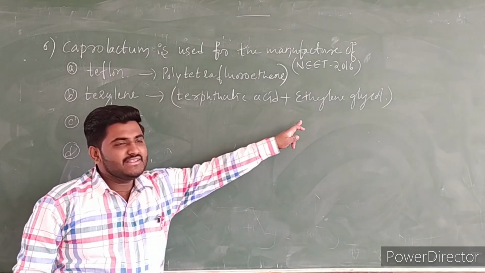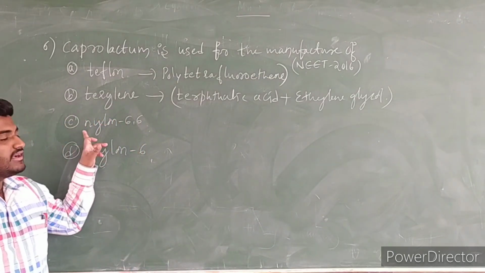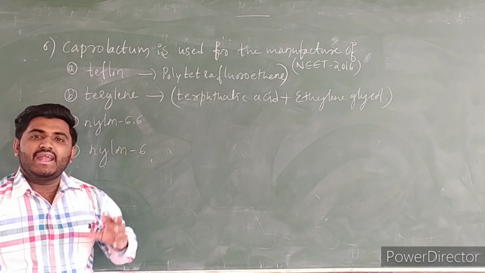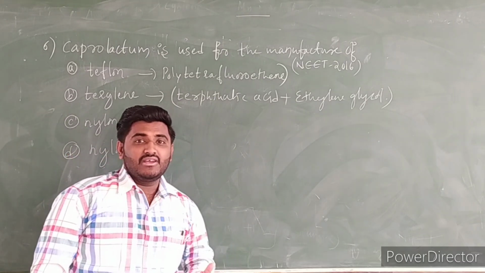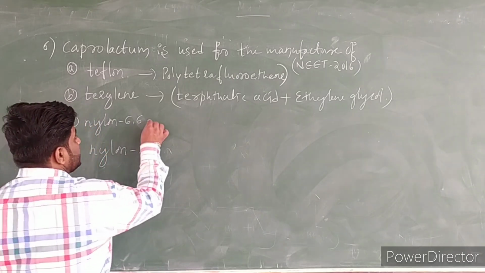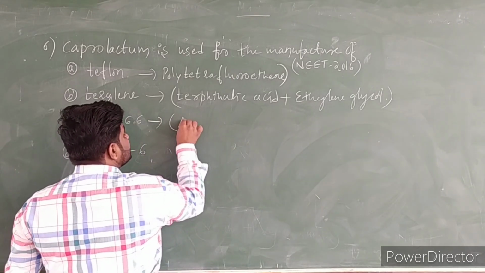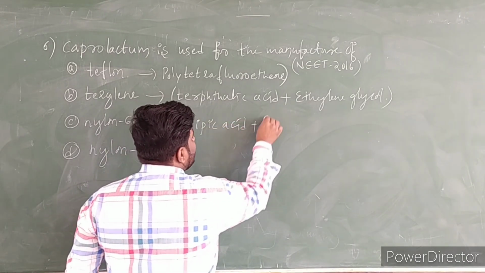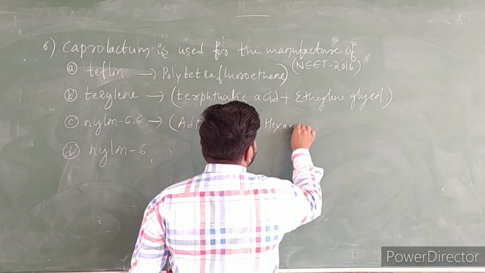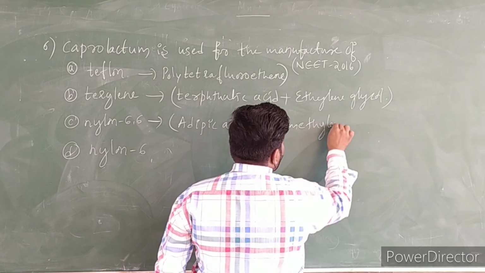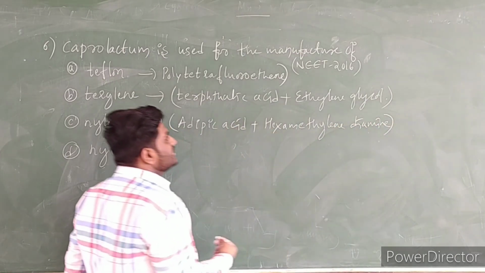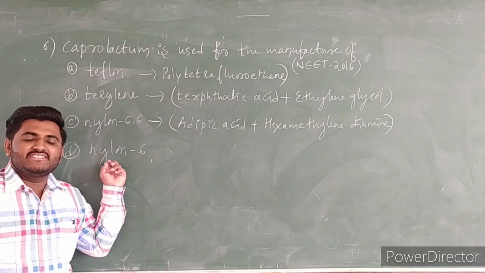See guys, polytetrafluoroethene means it is made up of tetrafluoroethene, and terylene is made up of terephthalic acid and ethylene glycol. Next one, nylon 6,6 is made up of, just now we have studied, adipic acid and hexamethylene diamine. So it is made up of what? Adipic acid and hexamethylene diamine.